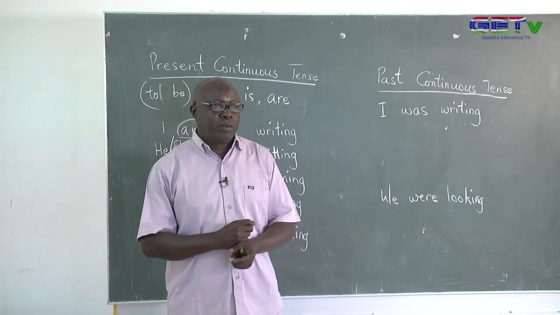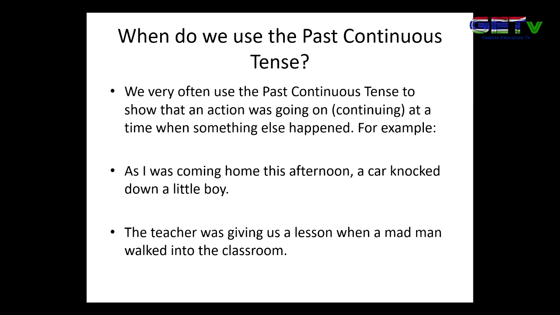For example, as I was coming home this afternoon, a car knocked down a little boy. The action of knocking down the little boy is in the simple past tense. The action that was in continuous form, that was going on, but still in the past, is the other action. Okay? Your action of coming from somewhere.